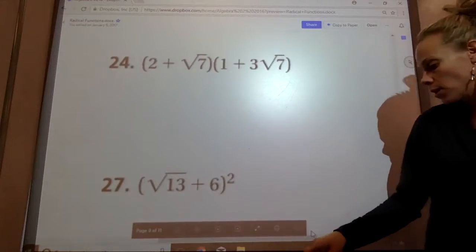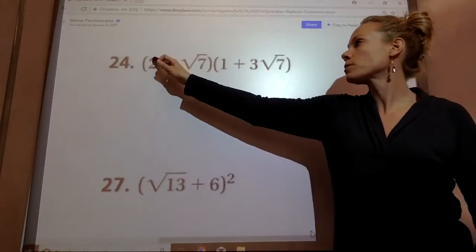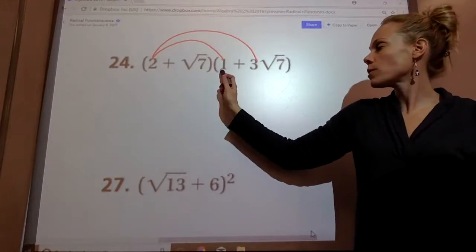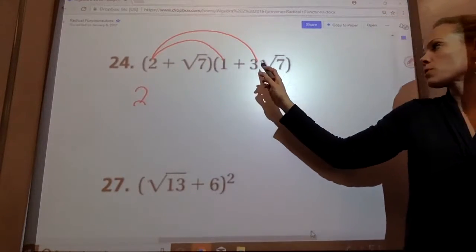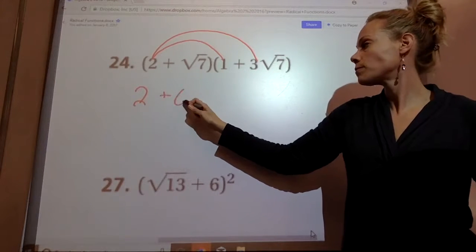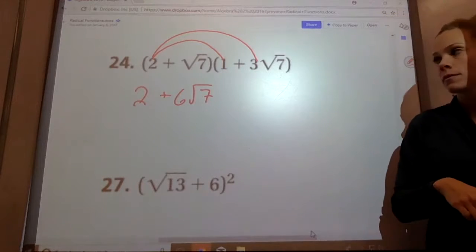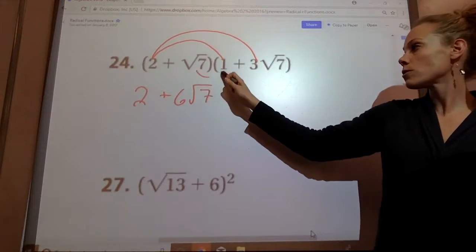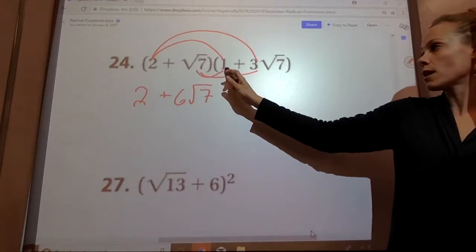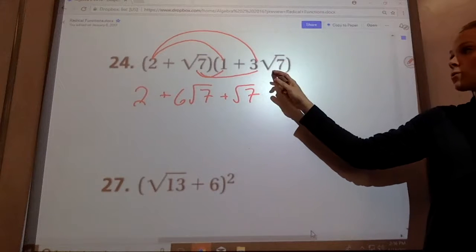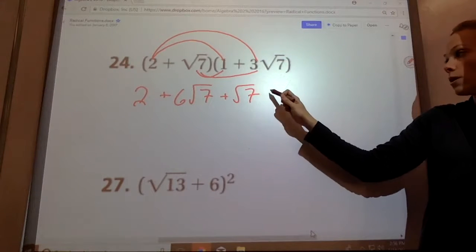Okay, so again, FOIL, I take the first term times both. So 2 times 1 is 2. 2 times 3 root 7 would be 6 root 7. And then I take the second term times both. So like this, root 7 times 1 is root 7. And root 7 times 3 root 7 would be 21.